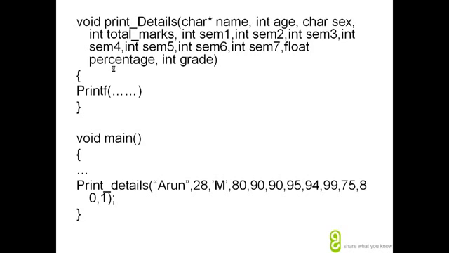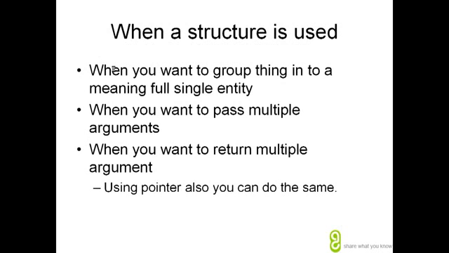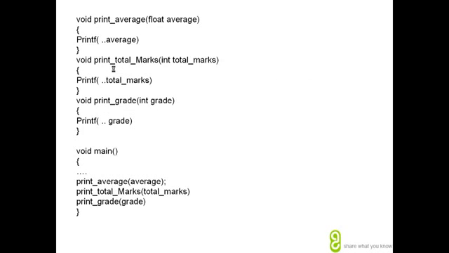Okay, so the next part. When you want to pass multiple things, multiple arguments, this is another way. And when you want to return multiple values also, this is the best way. This is one of the famous interview questions: how would you return more than one value from a function? Pack it in a structure and return it. Or else you can do it with a pointer, with the reference category, pass by reference using pointers, but that's a little tough.